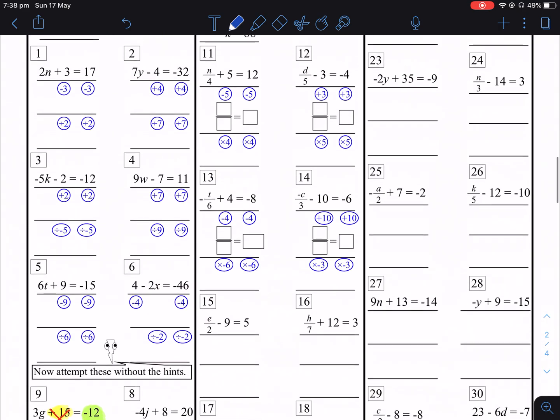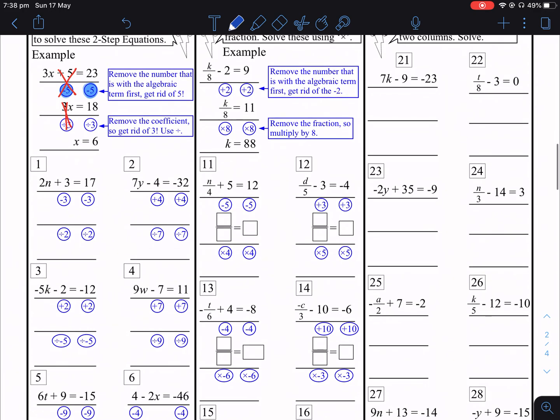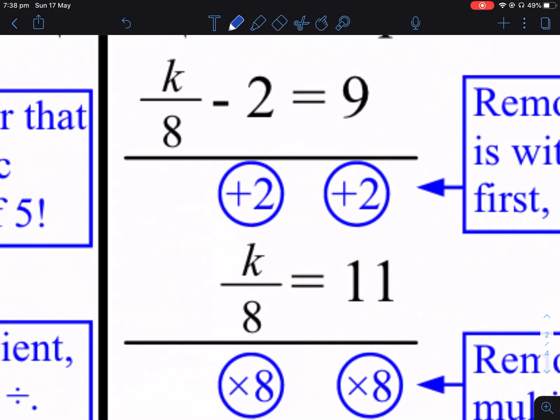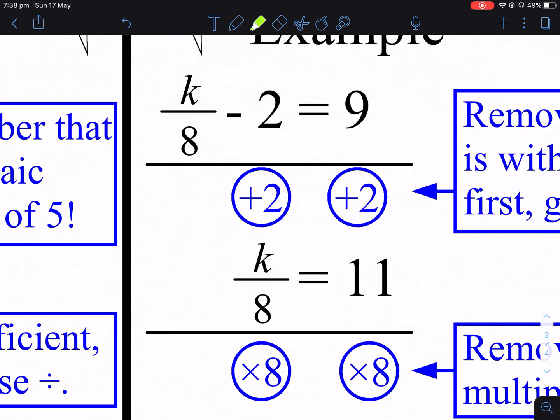The next kind of question you'll get is where you've got a fraction plus or minus something equals something else. Just like before, we have to get rid of whatever was plus or minus first. So the opposite of minus 2 is plus 2. So we write a little plus 2 on both sides. And then that got rid of the minus 2 plus 2. So we ended up with just k over 8 equals, and then 9 plus 2 was 11.